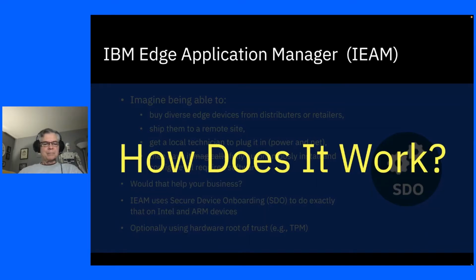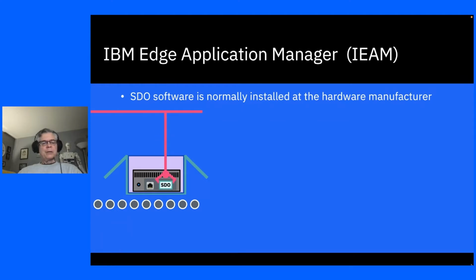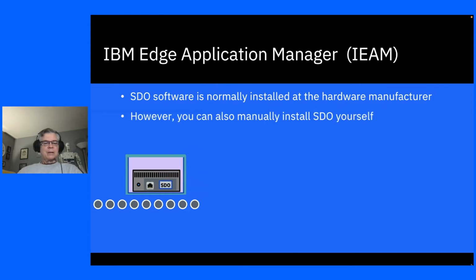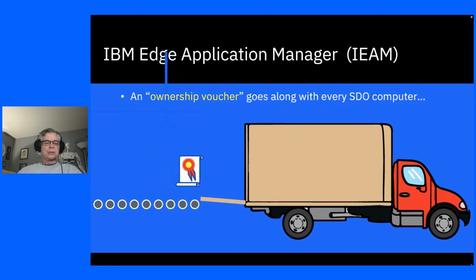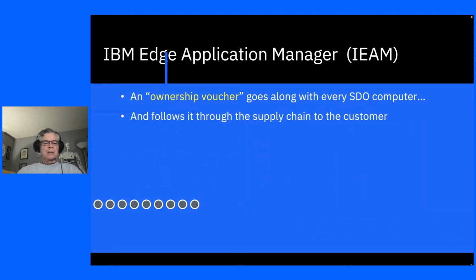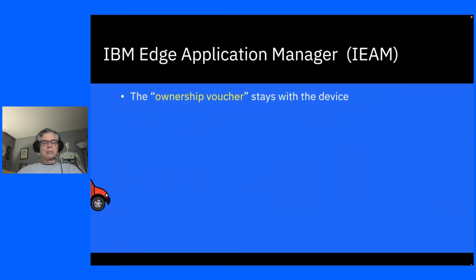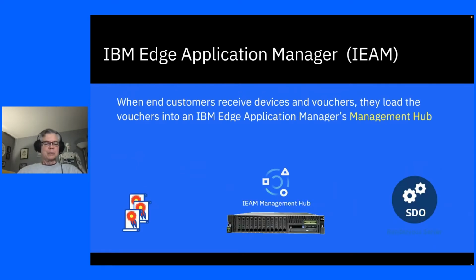So how does it work? Well, SDO software is normally installed at the hardware manufacturer. However, you can also manually install SDO yourself after buying a device. An ownership voucher always goes along with every SDO computer, and it follows it all the way through the supply chain. It stays with the device, factory to distributor to end customer.